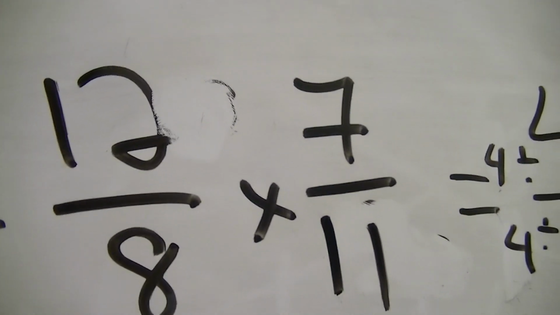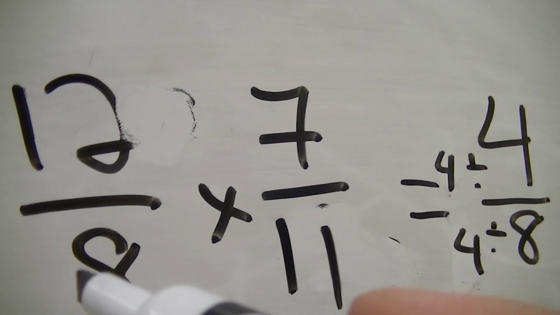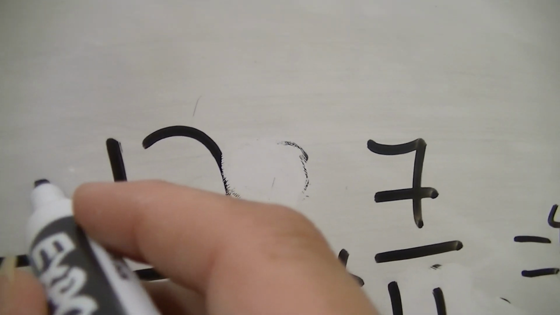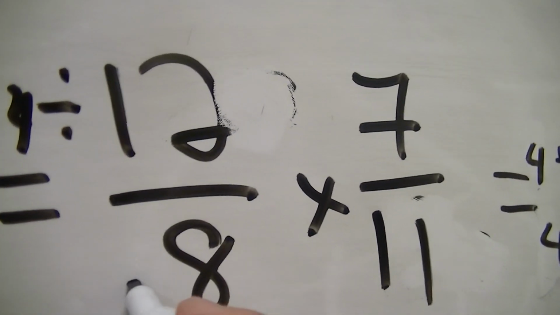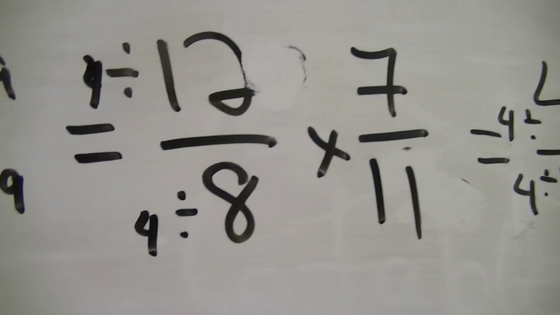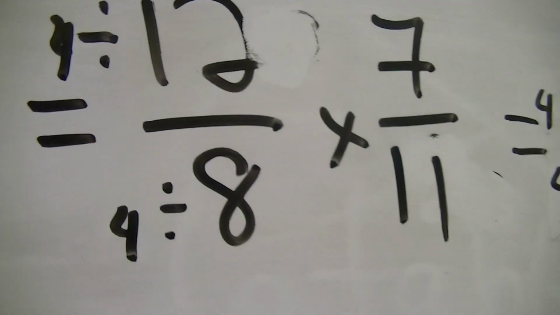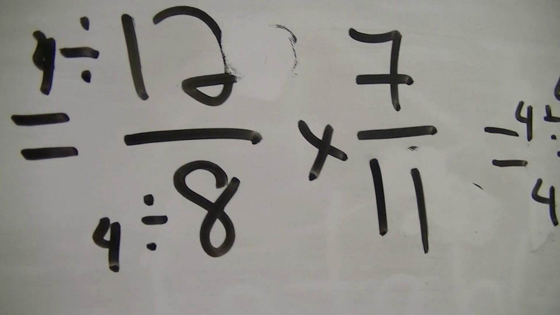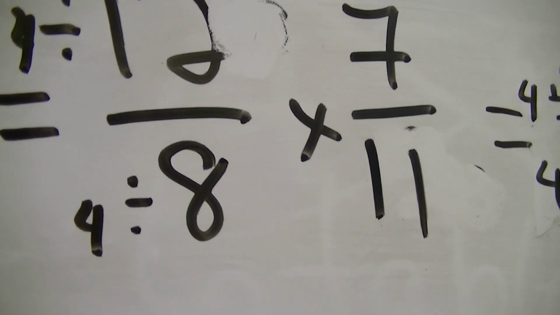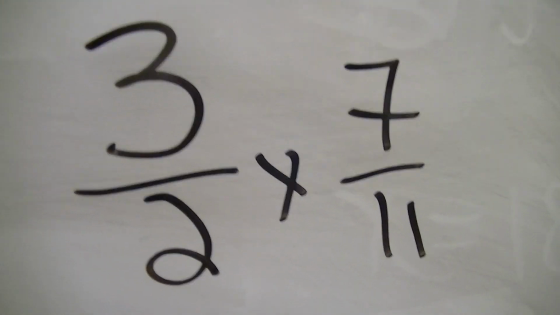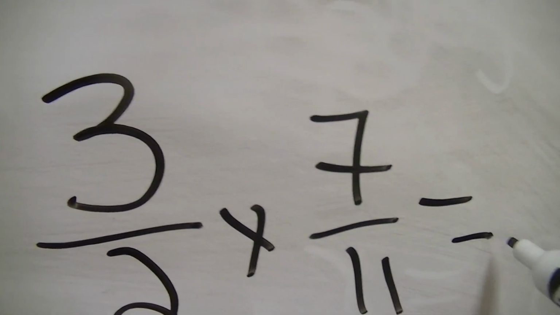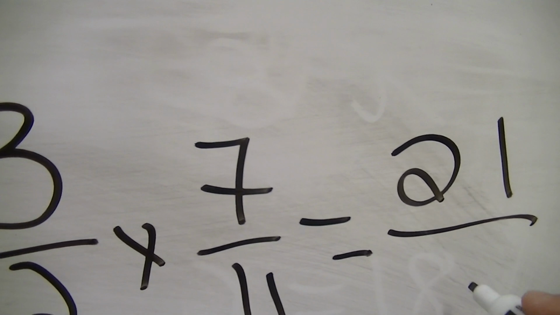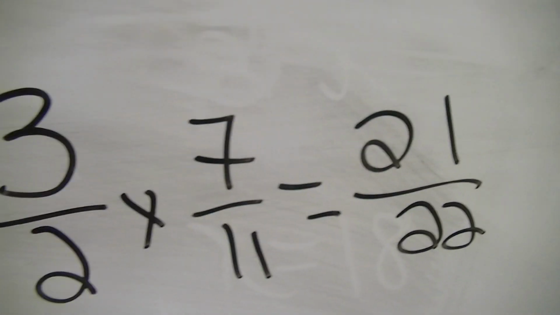Let me do that problem down below. The 7 and 8, we can't go any lower. 12 and 11, we can't. But 12 and 8, can we? We can. So in this case, we're gonna divide by 4 and divide by 4, right? How many times does 4 go into 12? 3 times. How many times does it go into 8? 2 times. And the 7 and 11. So our new problem turns into 3 over 2 times 7 over 11. Let's multiply that straight across because we can't go any lower. 3 times 7 is 21 over 22 is going to be our answer on that one.